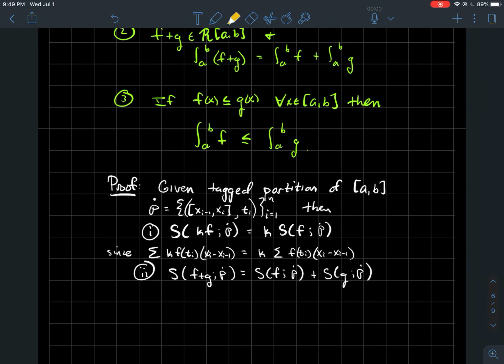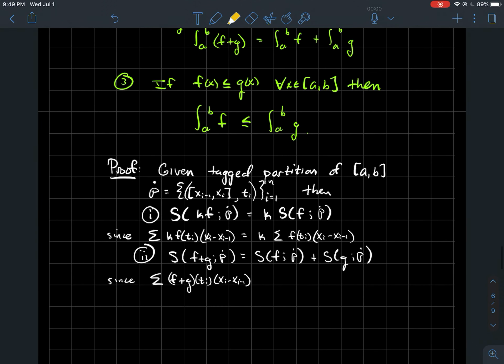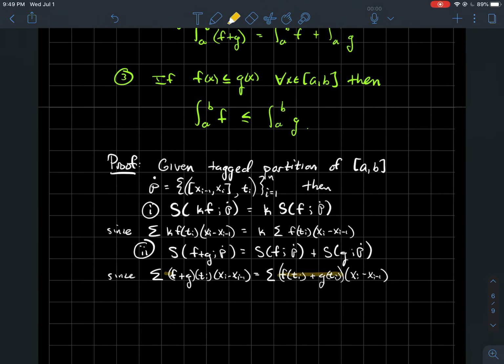I see I've jumped to the second one already. The second property that we're going to utilize a little bit later: the Riemann sum of f plus g corresponding to this tagged partition P dot is the same thing as the Riemann sum of f plus the Riemann sum of g. Again, this follows from our addition rules for real numbers, that I could distribute. In particular, this is what the Riemann sum of f plus g looks like. Well, remember, how do you do function addition? That should just be the sum of f of t_i plus g of t_i. If I write that out, which is what I've done here, I've just split that up using my laws of function addition.